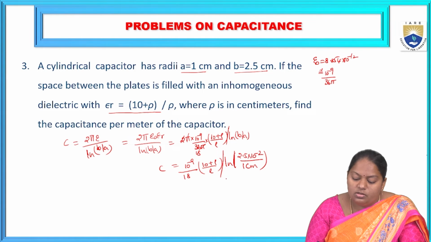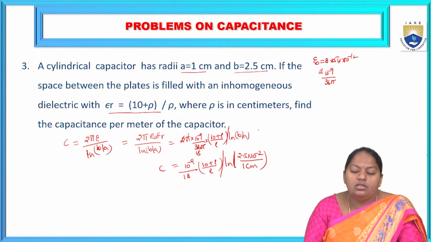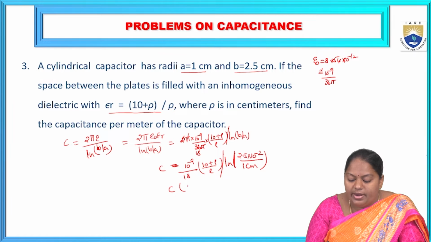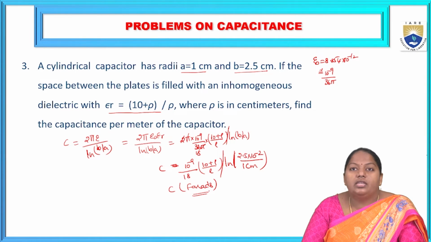Okay, so upon simplifying the entire equation, where rho is given in centimeters, finally the value is obtained and it should be measured in farads. Capacitance is generally measured in farads, right?